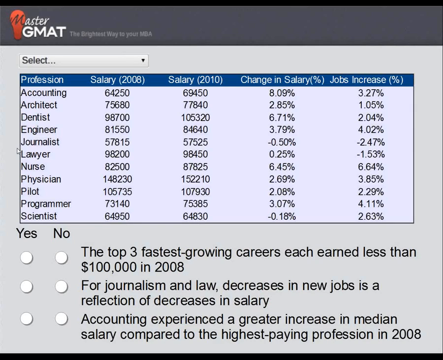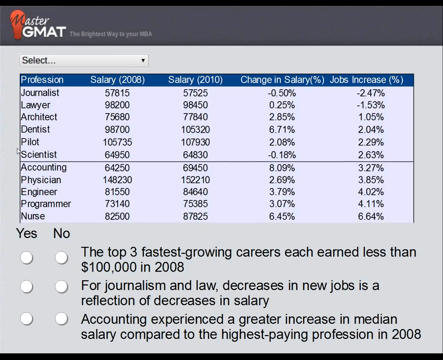Question number 1. The top 3 fastest growing careers each earned less than $100,000 in 2008. Now, to solve this question, we're going to need to sort the table according to jobs increase in percent. So I'm going to do that instantly for you, just like that. Sorted by jobs increase. Wonderful. Now, what we're going to need to do next is I want to circle the top 3 fastest growing careers for you. The top 3 fastest growing careers are engineering, nursing, and programming.